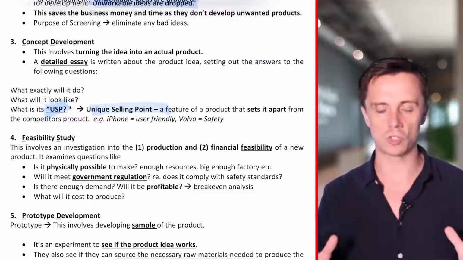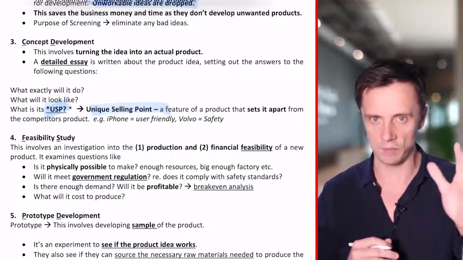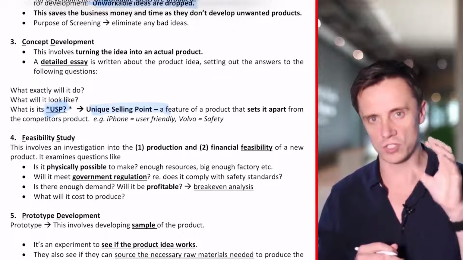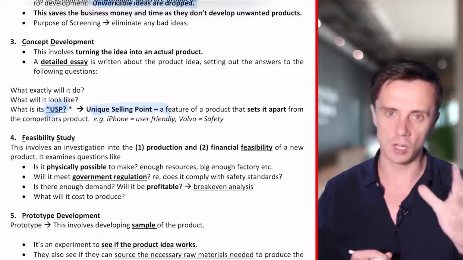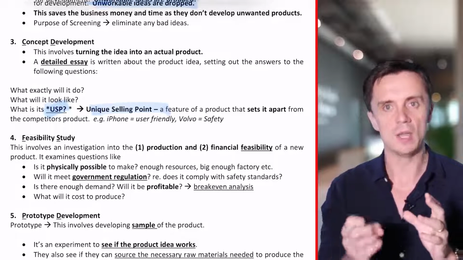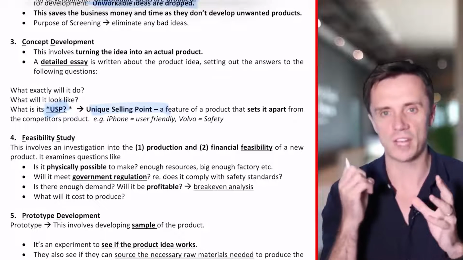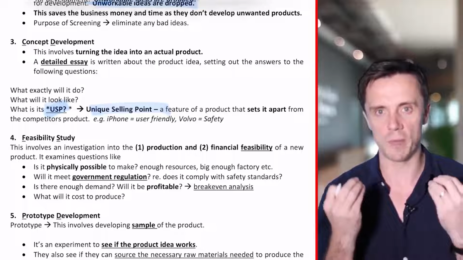The next thing that they go through is they'll do a feasibility study. And here they're really looking at 2 things. They're looking at the production feasibility. Do they have the resources to properly develop the product? Is it going to comply with government regulations? And then on top of that, they're looking at the financial feasibility. Like they'll do things like a break-even analysis. They'll be like, right, how many of these will we actually have to sell in order to make a profit?